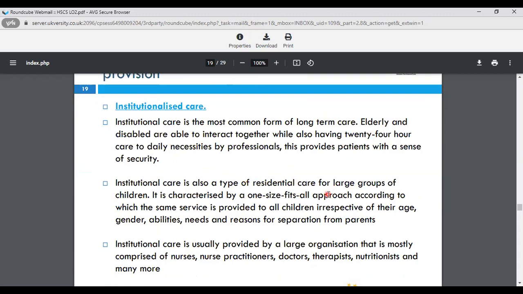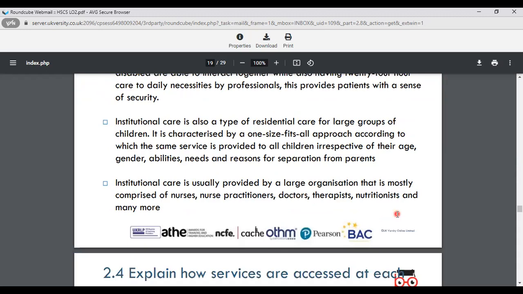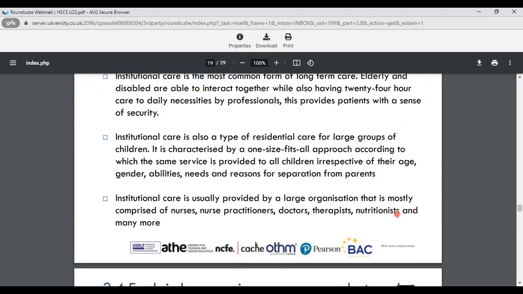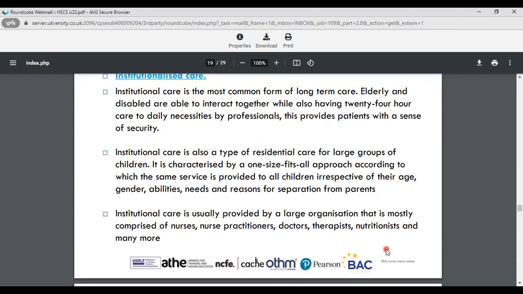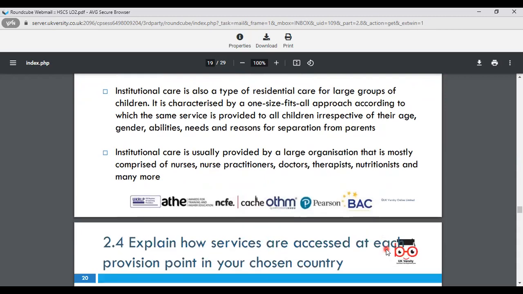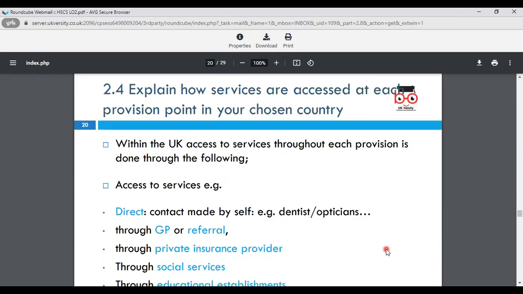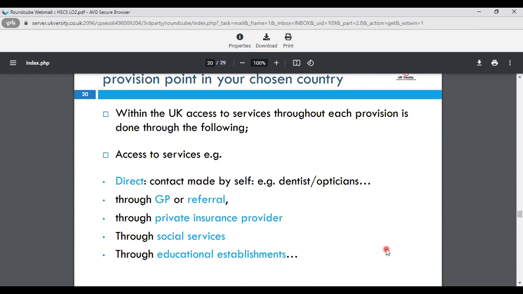So it's residential care for a large group of people or children. It's characterized by a one-size-fits-all approach, according to which the same service is provided to all children, irrespective of their age, gender, and whatever is required. So institutional care could be there for elderly as well as for children. It is usually provided by a large organization that is mostly comprised of nurses, nurse practitioners, doctors, therapists, nutritionists, and many more. So if it's people who are really challenged or who are going towards the end of life, they could then suffice through this.